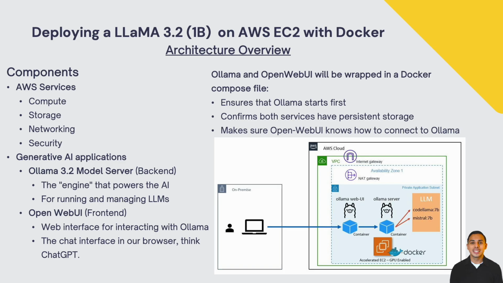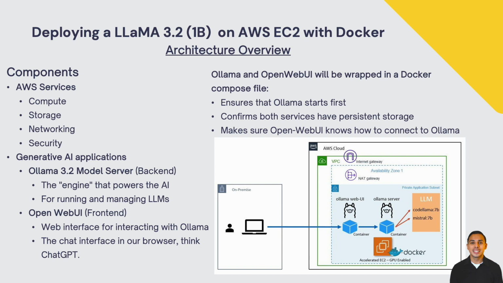Good morning, class. My name is Brian Chica. In this section, we're going to stand up our very own mini ChatGPT by running Meta's Llama 3.2 1 billion parameter model inside Docker on a single GPU powered EC2 instance. First, let me quickly show you the AWS services we'll lean on, which will be compute, storage, networking, security, and I'll dive into them a little further in the next slide.